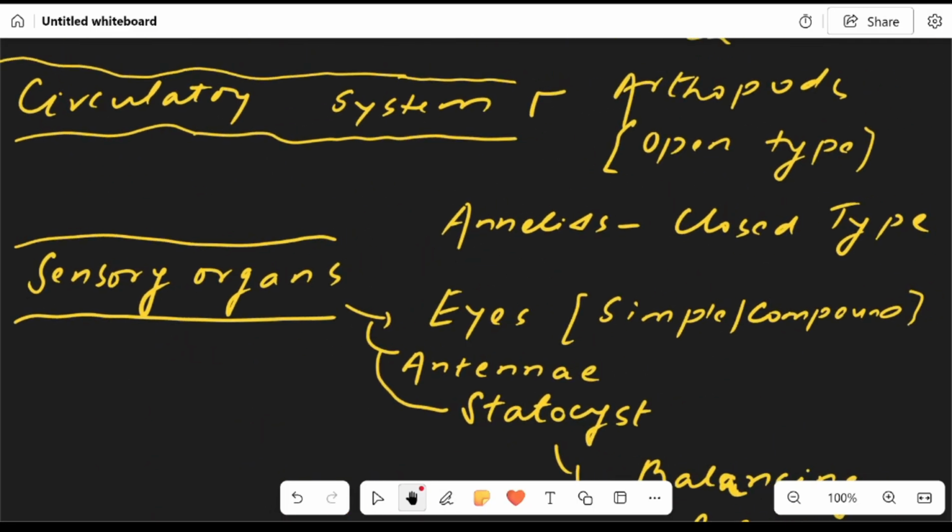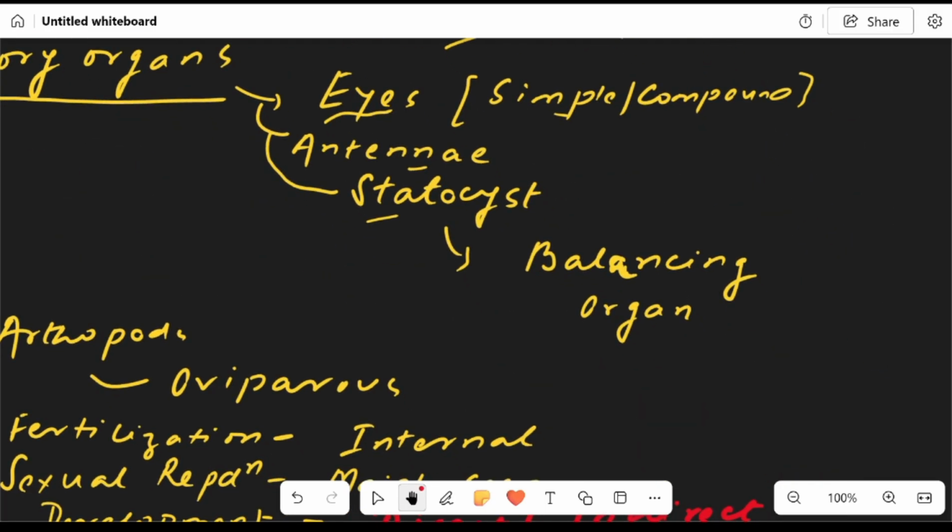The circulatory system in Arthropoda is open type, while in annelids, we all know, it was closed type. For the first time, closed type circulatory system was seen in annelids, but in arthropods it's open type. We have sensory organs here, eyes, which may be simple or compound. Then we have the antenna, and after that the balancing organ, which is known as statocyst.